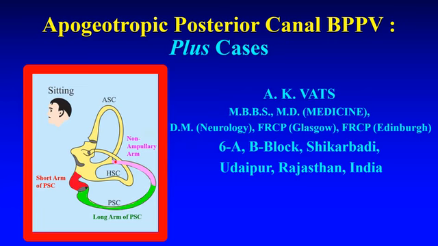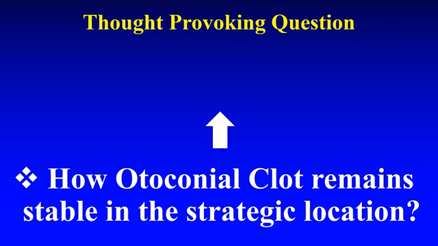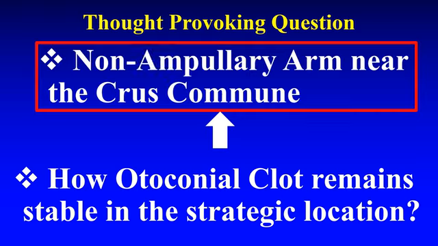Just see that I am using the word embedded for a particular reason that you will know over a few slides. In the non-ampullary arm it results in the peripheral positional downbeat nystagmus, which is now the most common cause of positional nystagmus which is downbeating and peripheral in origin. The third provoking question is: how does the otoconial clot remain stable in this strategic location, that is the non-ampullary arm near the crus commune?